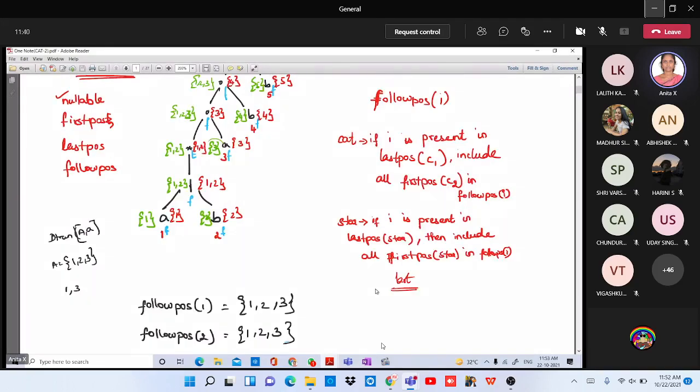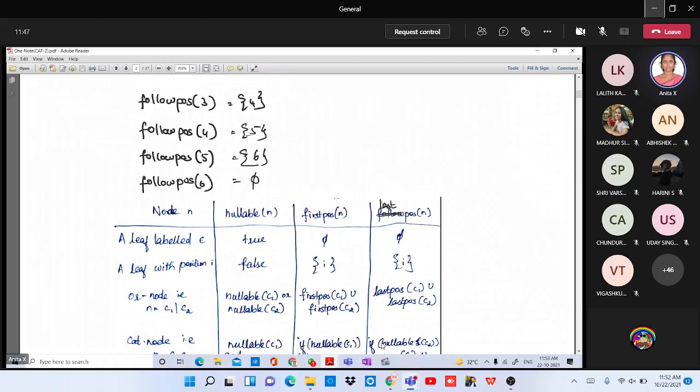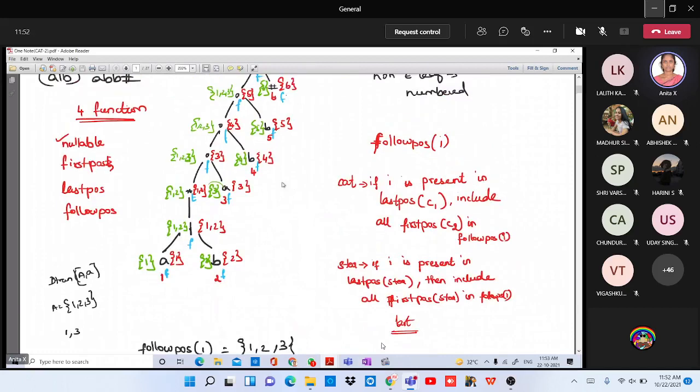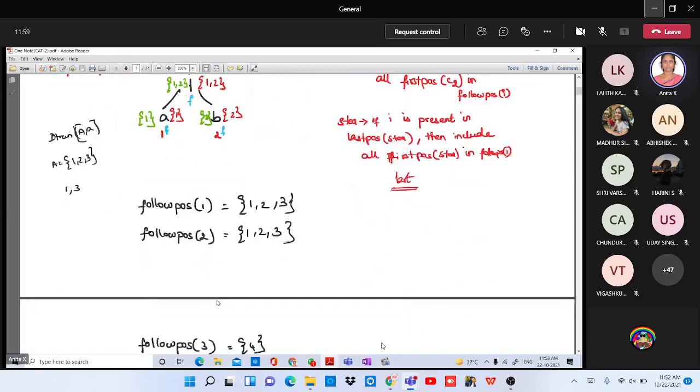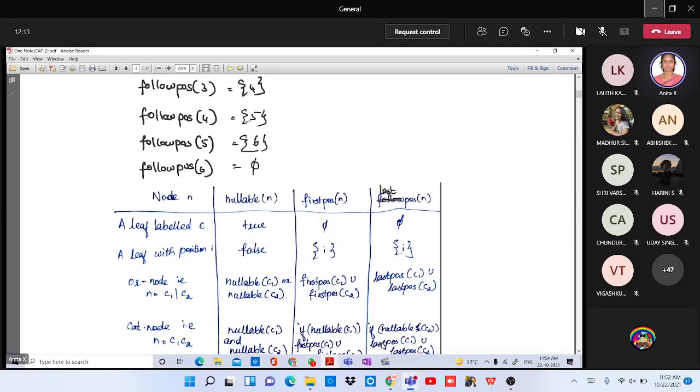And next comes first position. First and last is almost the same. For first position, the main thing is that each and every leaf node should be numbered. Non-epsilon leaf node should be numbered. So here we have to proceed with giving a unique numbering. For leaf nodes, the number of that node will be the first position. If the number of the node is 1, then the first position of that node will be 1. Similarly, last position will be 1.